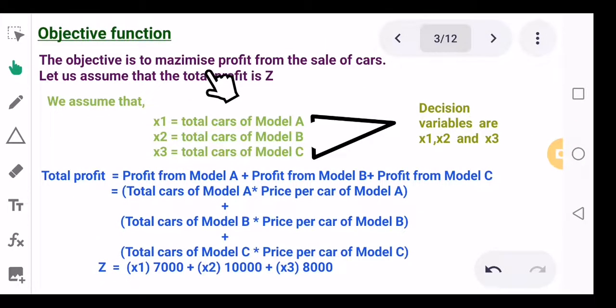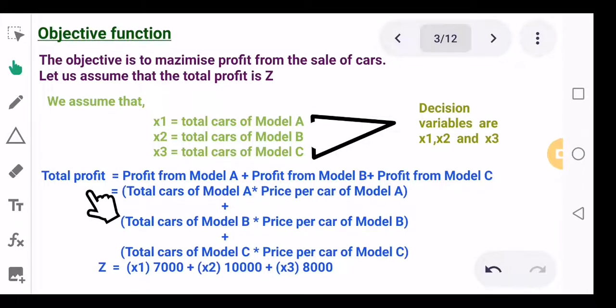Here the objective is to maximize profit from the sale of cars, as mentioned in the question. Let us assume that the total profit is Z. We don't know the total profit, that's not given. That is what we need to figure out. We need to find out the number of cars through which you are going to get the total profit. So what is the total profit? We don't know, so we are assuming it to be Z.